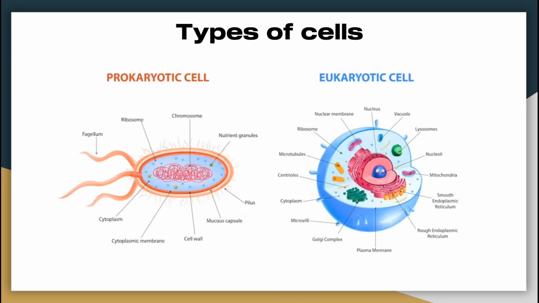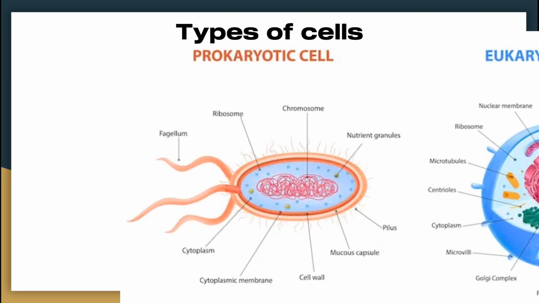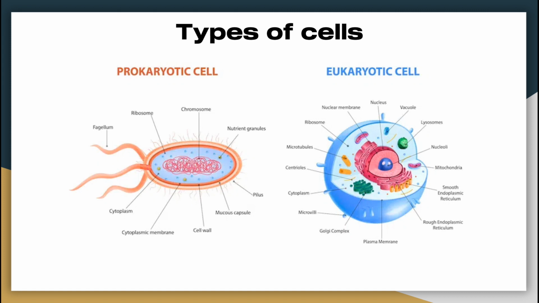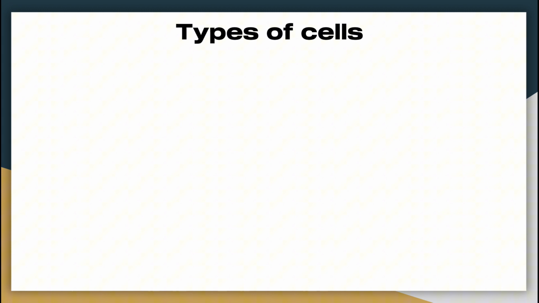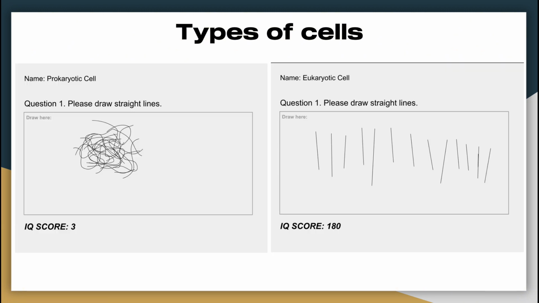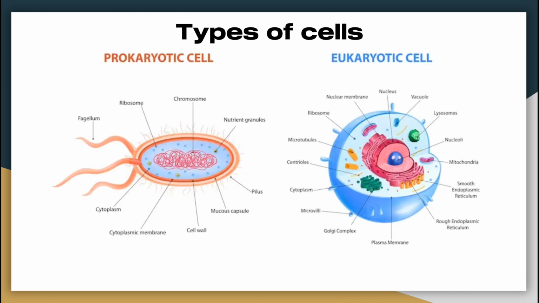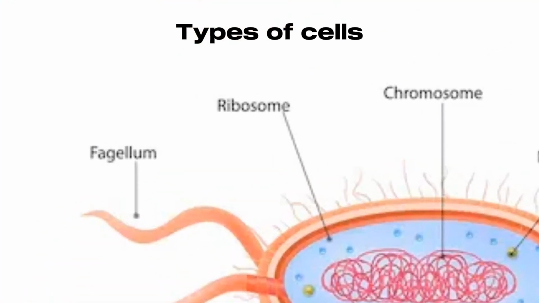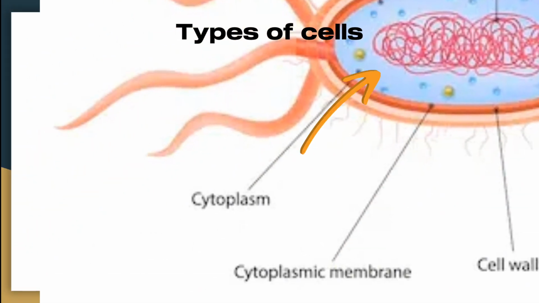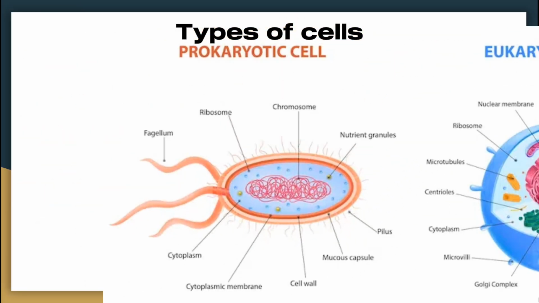Anyways, onto the types of cells. There are 2 general types, eukaryotic and prokaryotic. The biggest difference is, one has a brain, the other one doesn't. I mean, just look at their IQ scores. See, the eukaryotic one has a nucleus, while the prokaryotic cell does not. In fact, prokaryotic cells don't have membrane-bound organelles, which is pretty much most organelles. They only have ribosomes, DNA, cytoplasm, and a cell membrane. Usually they are bacteria.